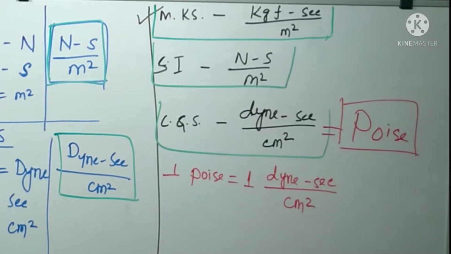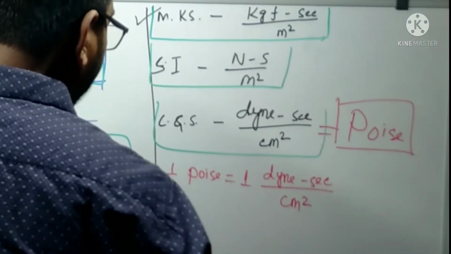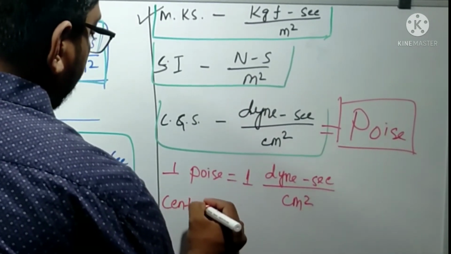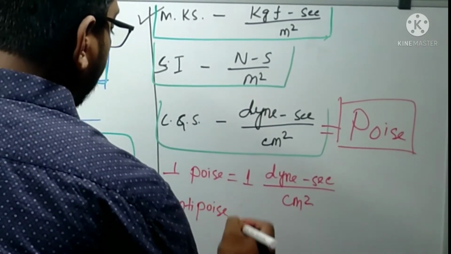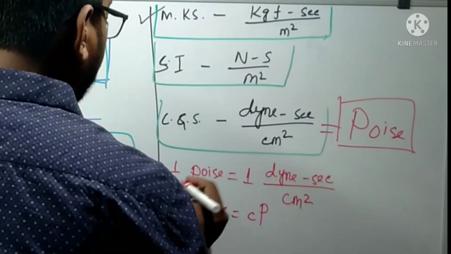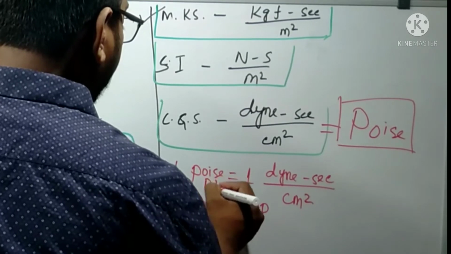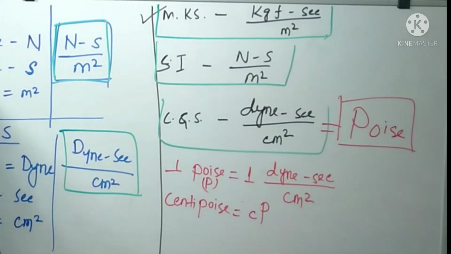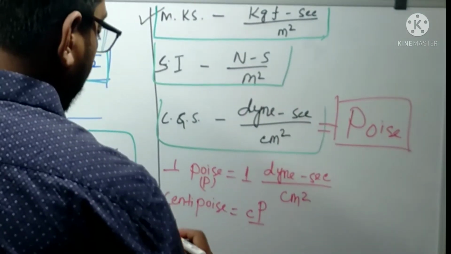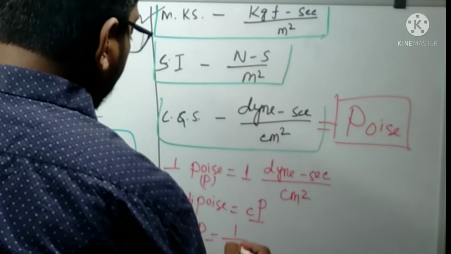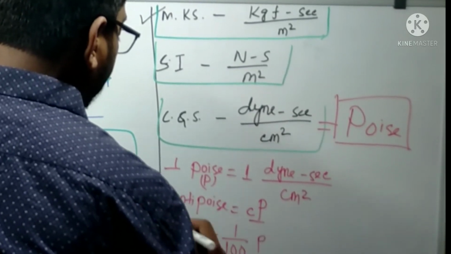Clear? And there is another unit, that is centipoise. Centipoise is denoted by small c, capital P. Poise is denoted by capital P. That is another unit, centipoise. 1 centipoise is equal to 1 by 100 poise.